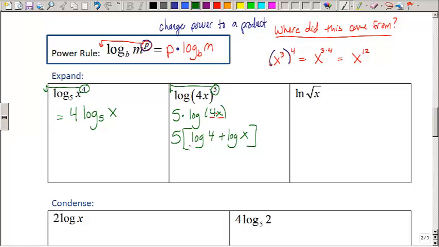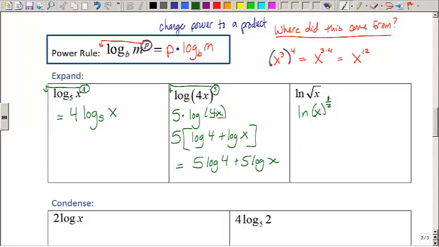Now, I used a bracket here, or a big parentheses, to remind you that the 5 is being multiplied not only to the log 4, but also to the log of x. So when I multiply this out, I get 5 log 4 plus 5 log x. And that answer is as expanded as possible. Our third expand problem may not look like there can be anything done, but there is a power rule that we can apply here. A lot of people look at the square root and don't remember that it is also an exponent. We can rewrite the square root of x as x raised to the 1/2 power.